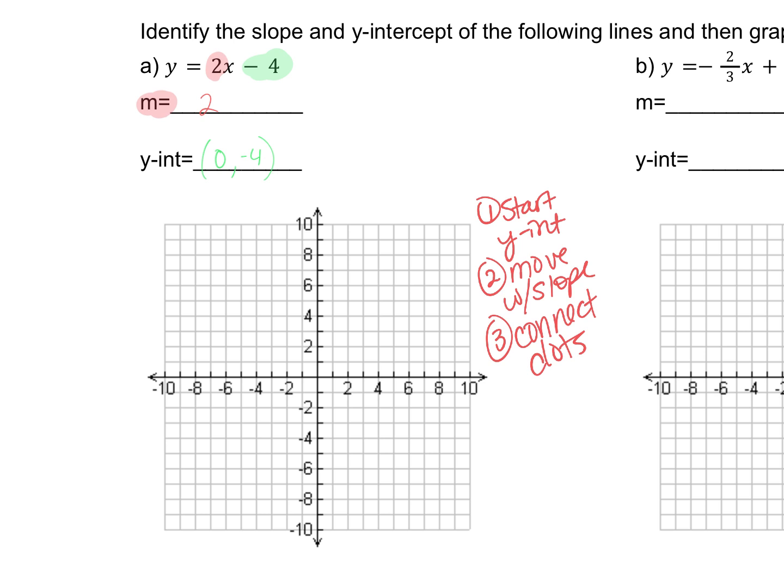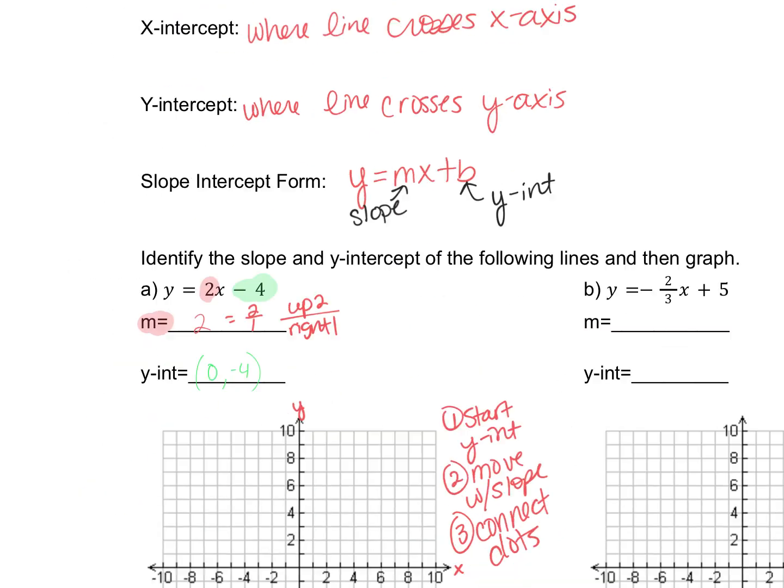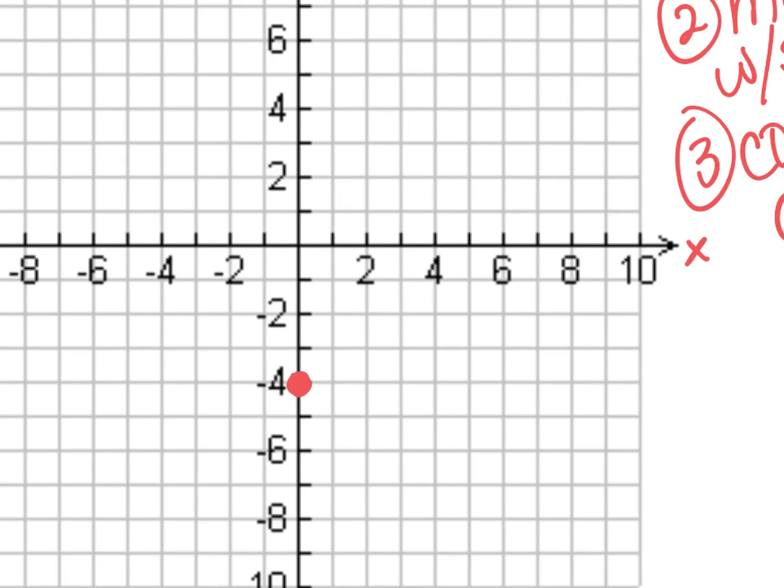So let's start. Our y-intercept, where it crosses the y-axis, is at -4, or (0, -4). So it's right here on the y-axis, because remember, this is x and this is y. Our slope is 2, which is the same thing as 2 over 1 anytime it's a whole number like this. So we're going to go up 2, right 1, because remember I said it's up or down and then right. Go up 2 spaces, right 1, and you're right there.